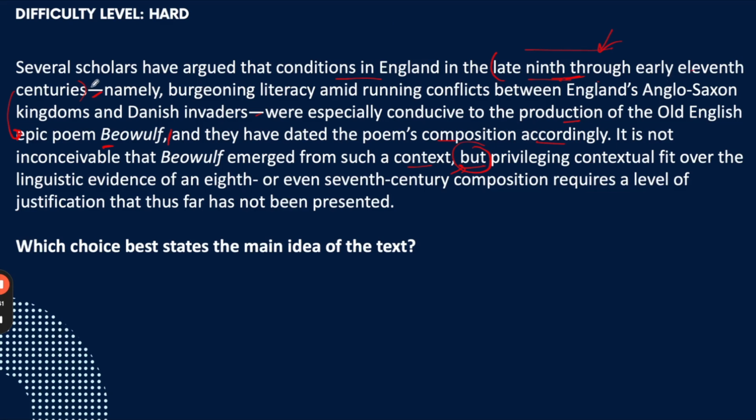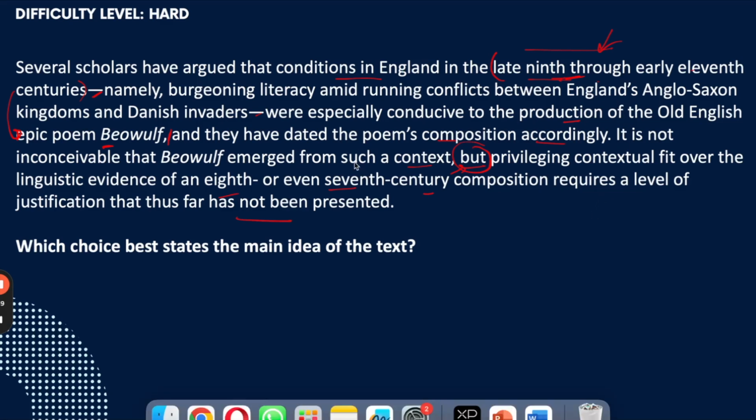century, early 11th century. But privileging contextual fit over the linguistic evidence of an 8th or 7th century composition requires a level of justification that thus far has not been presented. This means that while it might make sense to link B to the late 9th or 11th centuries, based on the context, the linguistic evidence points to an even earlier composition, possibly in the 8th or 7th century. Right? The scholars who prefer the later dating have not yet justified why they disregarded the linguistic evidence in favor of historical context. This is what the text is about.